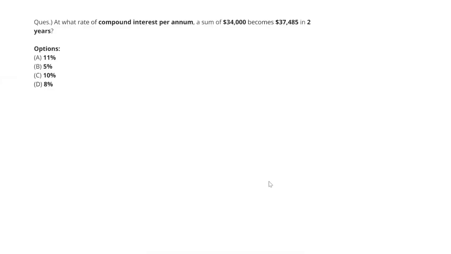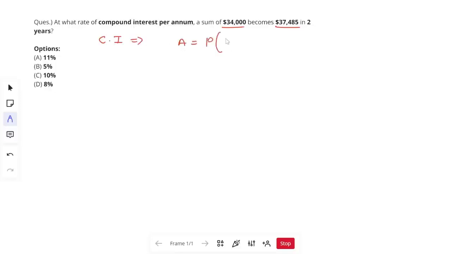Okay. Let's look at this question. At what rate of compound interest per annum does a sum of $34,000 become $37,485 in 2 years? Okay, so solving this is easy if you know the formula. We have a formula for compound interest. The formula is A equals P into (1 plus R divided by 100) to the power of T.